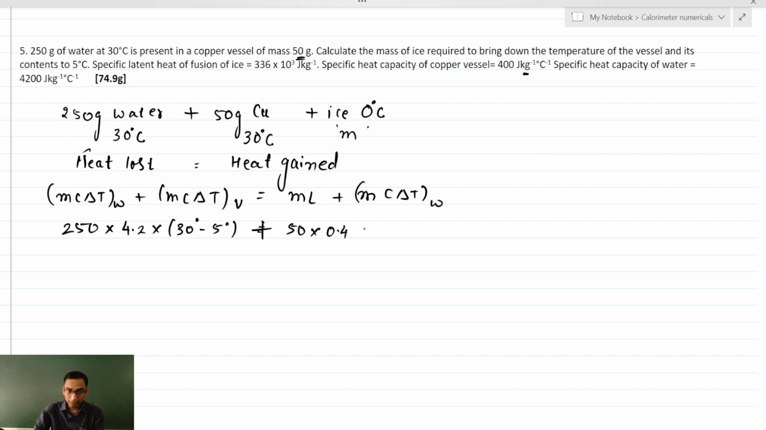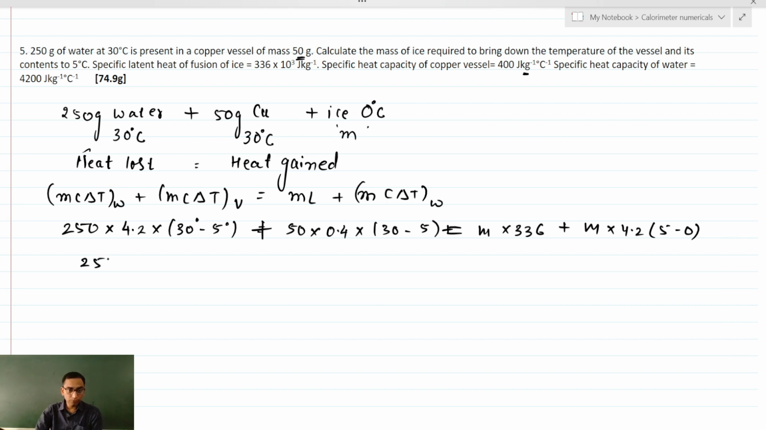So be careful that either you convert the grams to kilogram, or you convert this specific heat capacity, which is in joule per kg degree Celsius, into joule per gram per degree Celsius by dividing that by 1000. Again, its temperature from 30 to 5. The entire ice, whose mass is m, melts, and specific latent heat is given as 336, because we are considering everything in grams, right? Plus the same mass of water which is formed, and 4.2, its temperature rises from 0 to 5, so difference 5 minus 0.